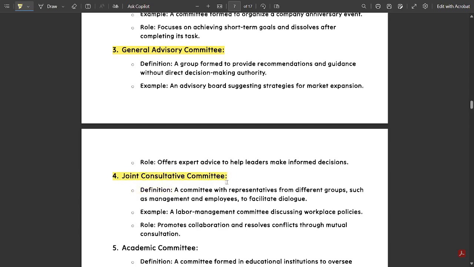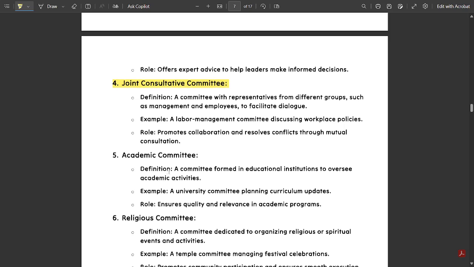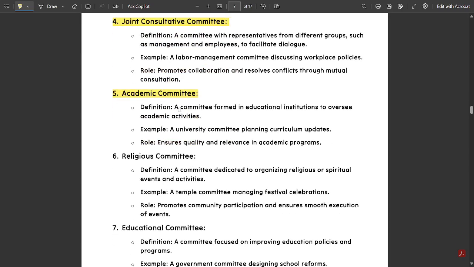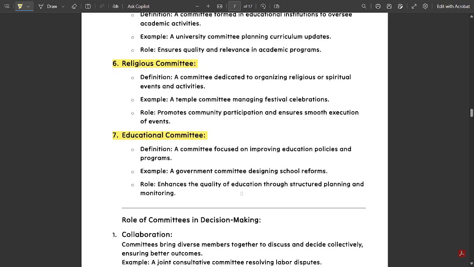Next is joint consultative committee. Definition: a committee with representatives from different groups such as management and employees to facilitate a dialogue. For example, a labor management committee discussing workplace policies. Okay. So some more types of committees we have. One is academic committee. Its definition: a committee formed in an educational institution to oversee academic activities. Its example and role you can see. Next is religious committee, educational committee. Okay, so these are some of the types of committees.